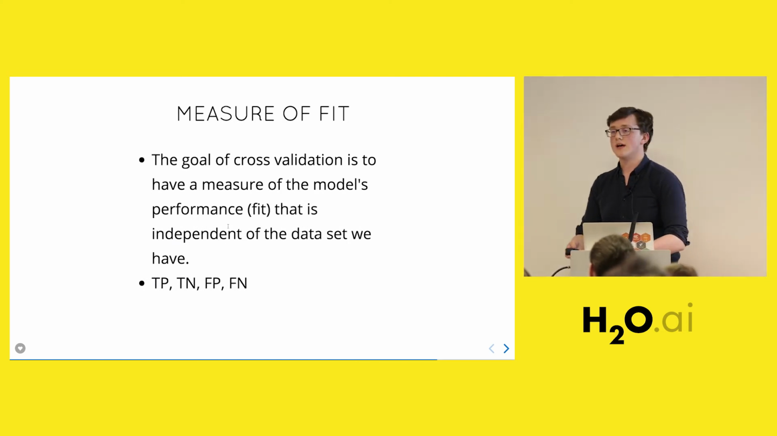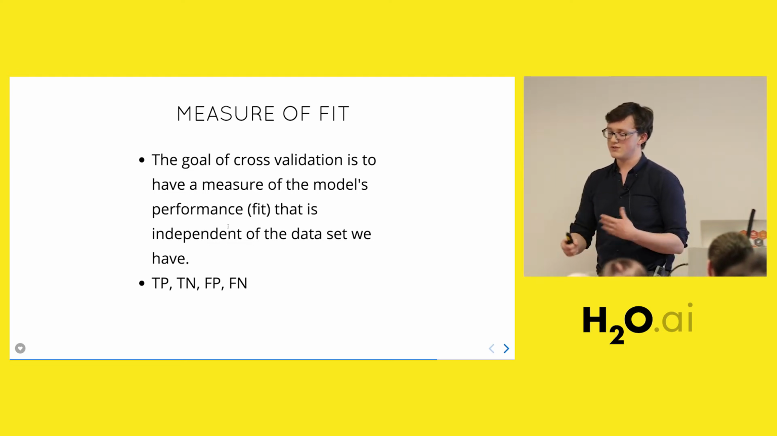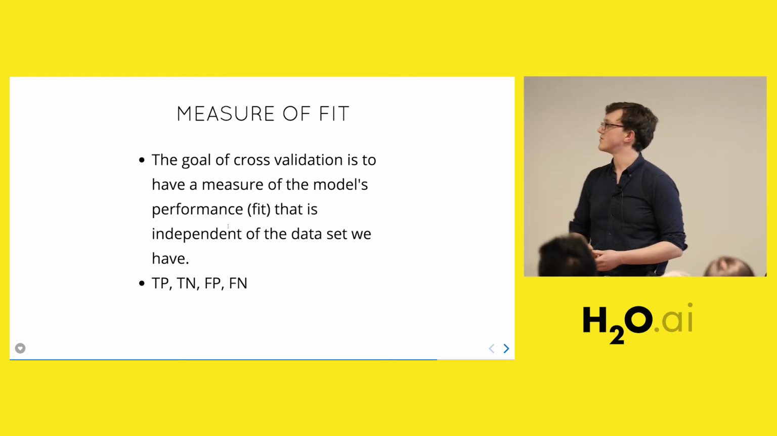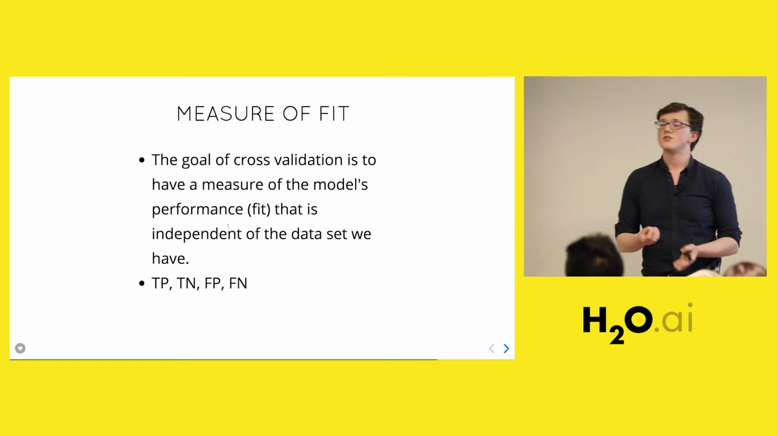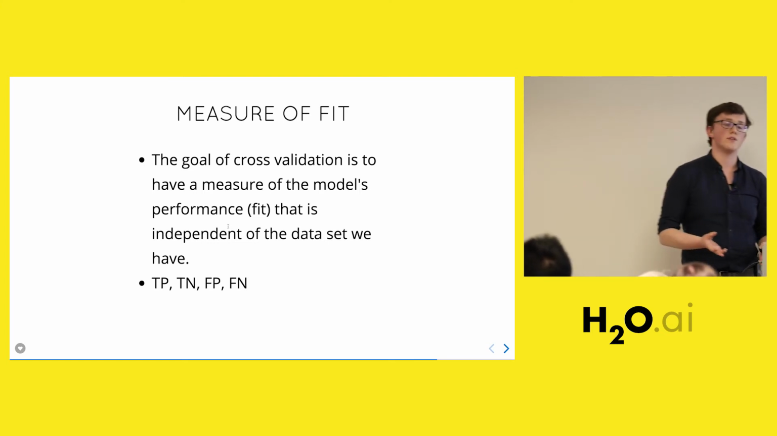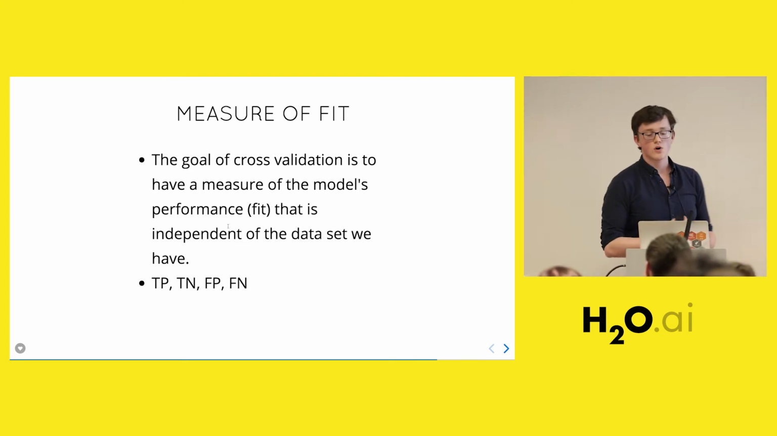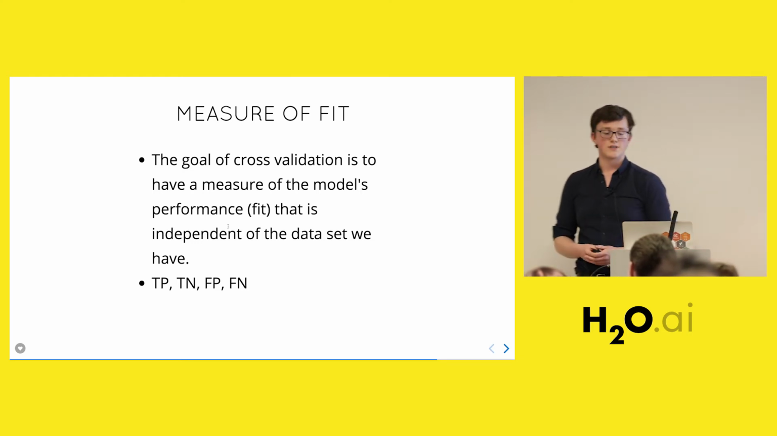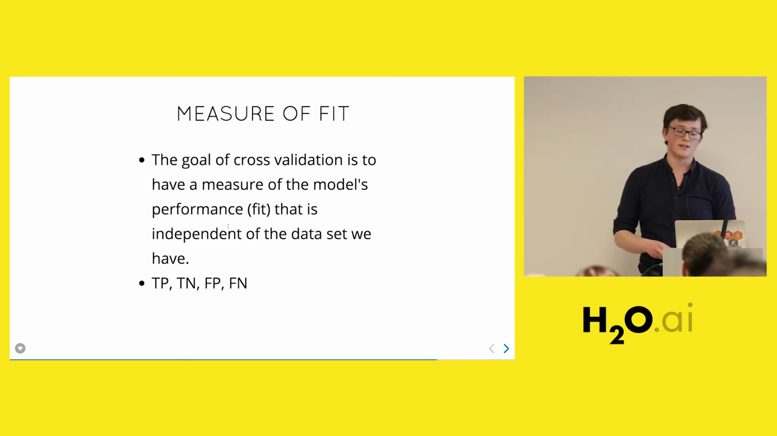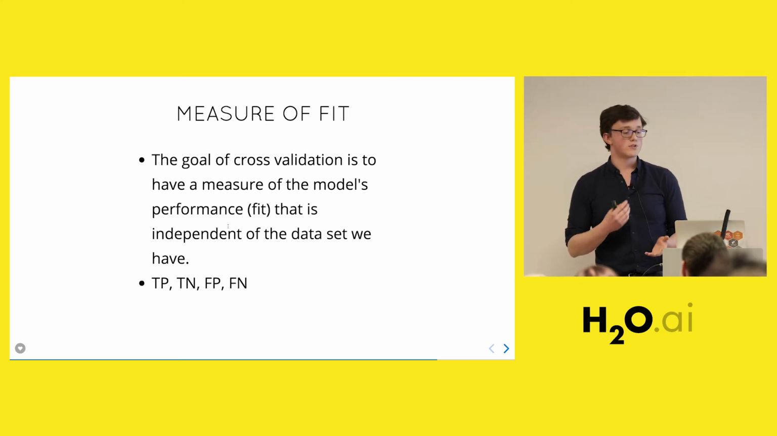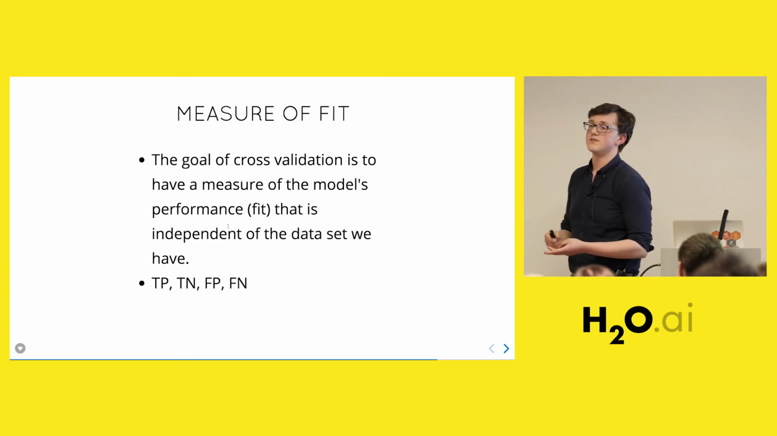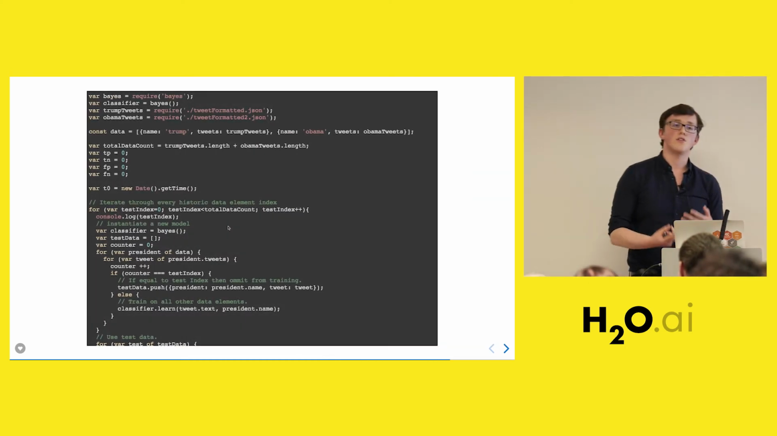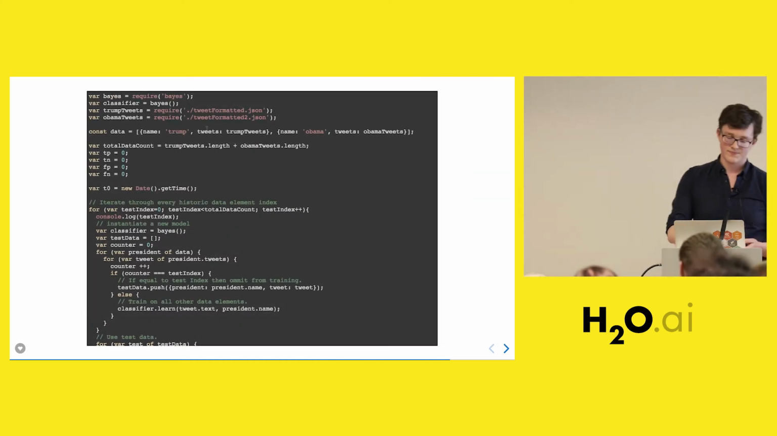And what we're going to measure as we test and train on each of those selections from the data elements, we want to measure the fit more in the real world than the fit to our training data. So the goal of cross-validation is to have a measure of the model's performance that's independent of our training data. So what we want to record is the true positives, the true negatives, the false positives, the false negatives, the rates of how accurate our model is.